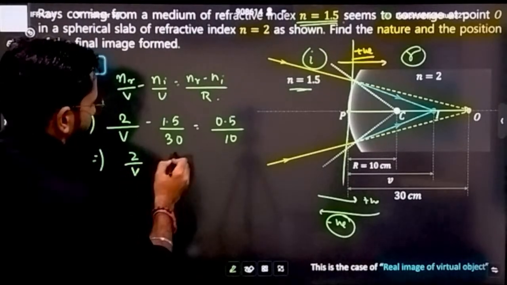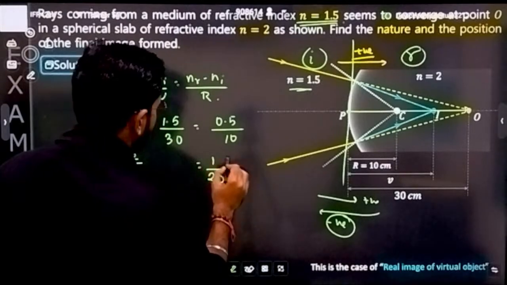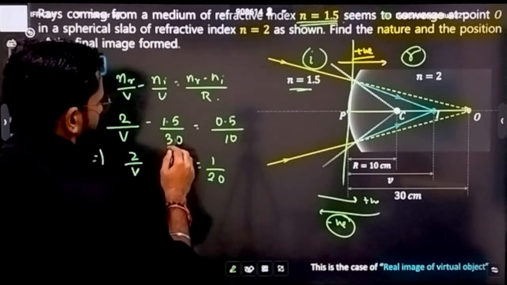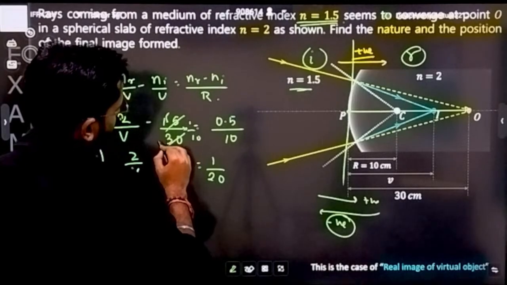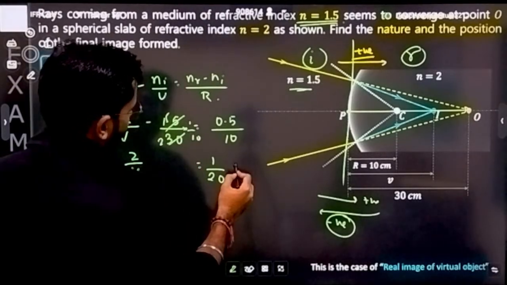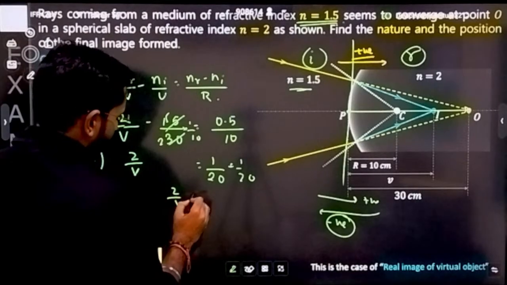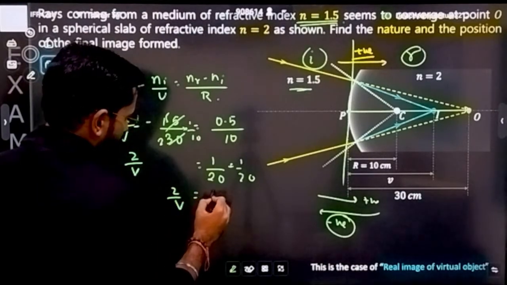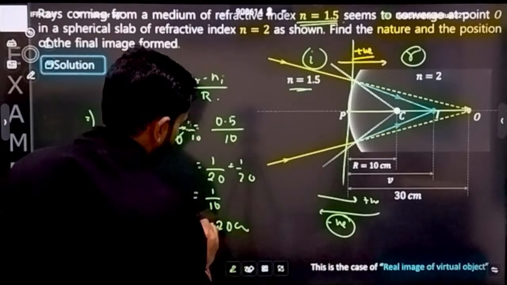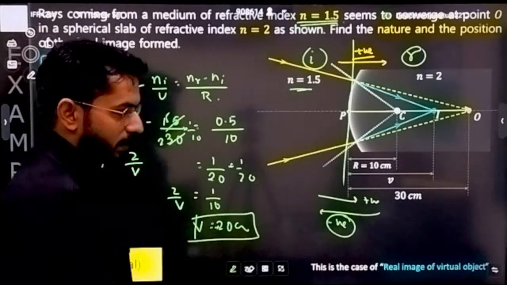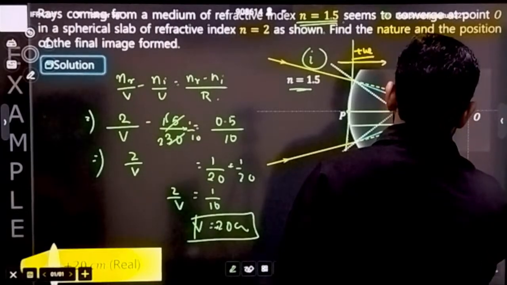So it will become 2 by v. Here it will become how much? Again 1 by 20. Here it will become 1 by 10, it will become 2. Again I can say it will become plus of 1 by 20. That means 2 by v is equals to 1 by 10. That means v is equals to 20 centimeter. That image is forming on the other side at a distance of 20 centimeter.